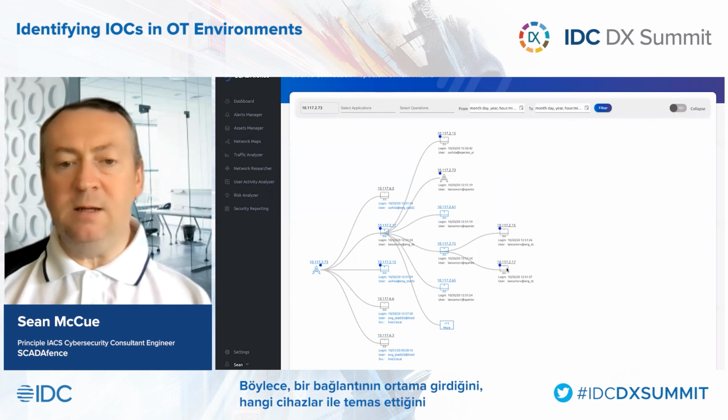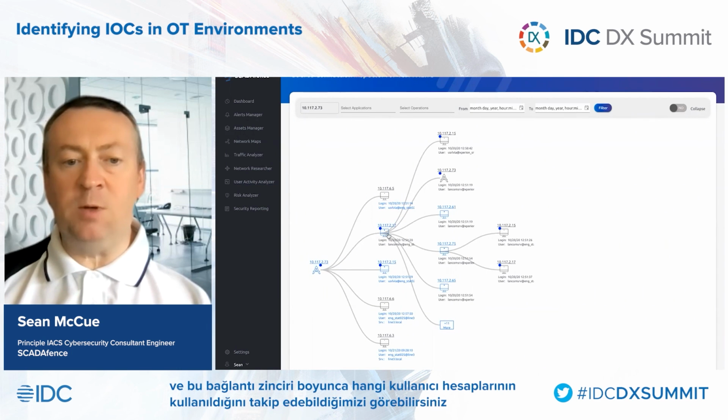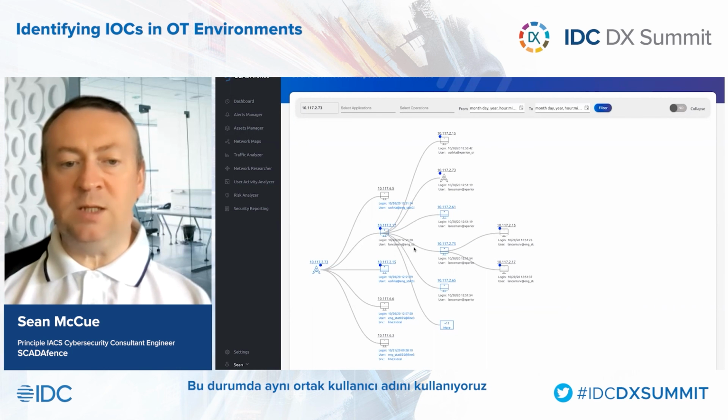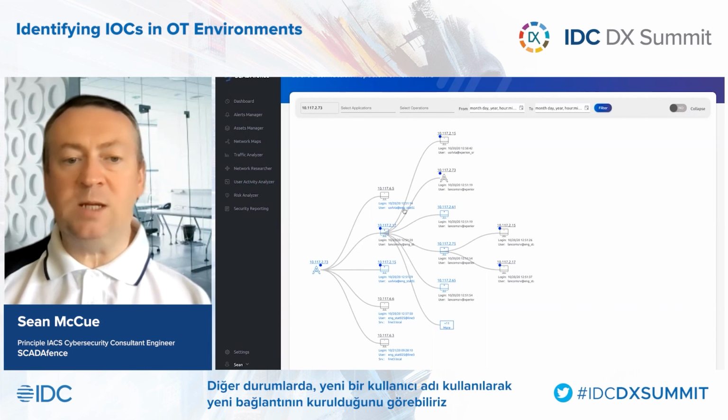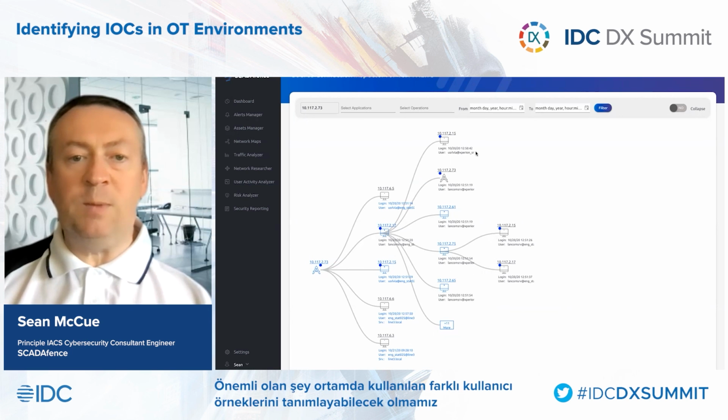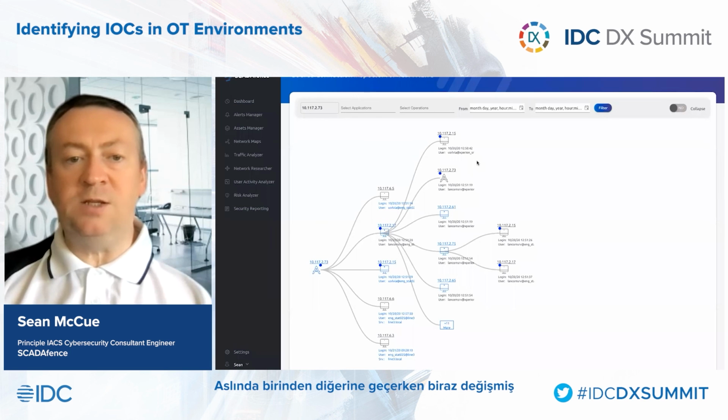So we can see here that what's ultimately happening is we're able to track, as a connection comes into the environment, which devices it touches and which user accounts are used along that chain of connections. In this particular instance, we're using the same common username. In fact, actually, it did change slightly as it goes from one to the other. In some other cases, we can see that the new connection is being established using a new username. And the point being here is we'll be able to identify different instances of users being utilized in the environment.